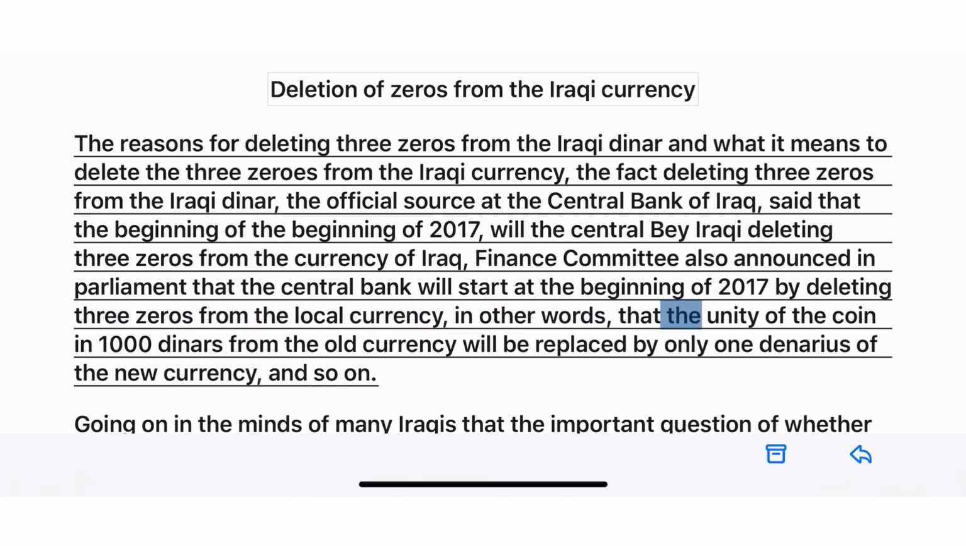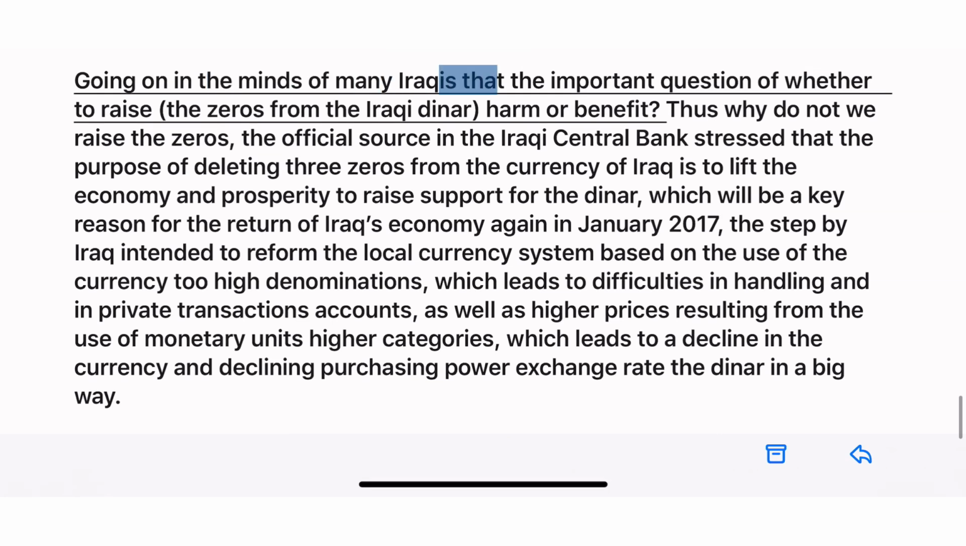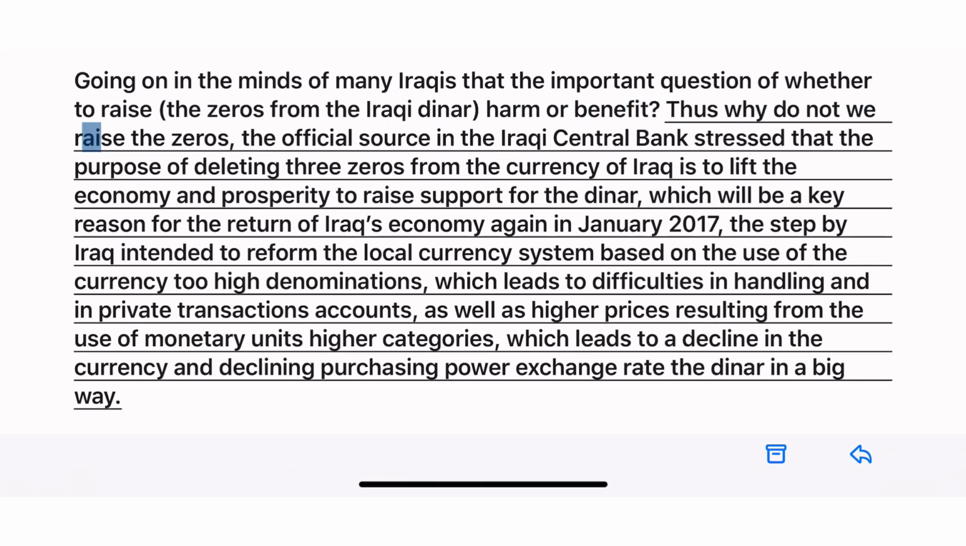In other words, the unit of 1,000 dinars from the old currency will be replaced by only 1 dinar of the new currency, and so on. Going on in the minds of many Iraqis is the important question of whether removing the zeros from the Iraqi dinar does more harm than benefit. Thus, why do we not remove the zeros?